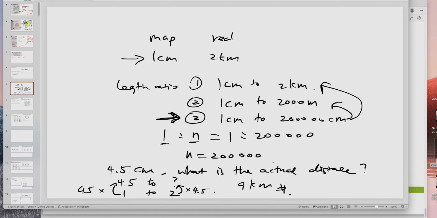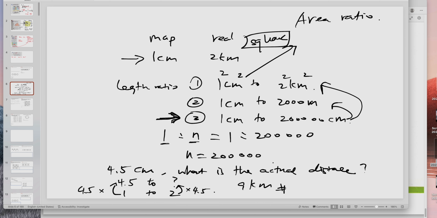Over here we talk about the length ratio. Now you have the length ratio already. How do you get it into area ratio? You square it. You square everything. Just pick this, 1 cm, 2 kilometer, and square everything. So 1 square, 1 cm square. 2 square, 4 kilometer square. So you get the area ratio.